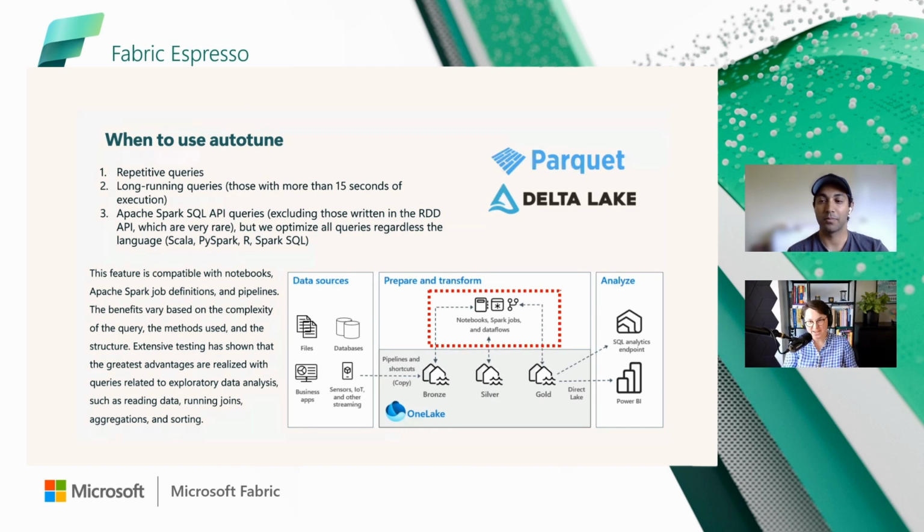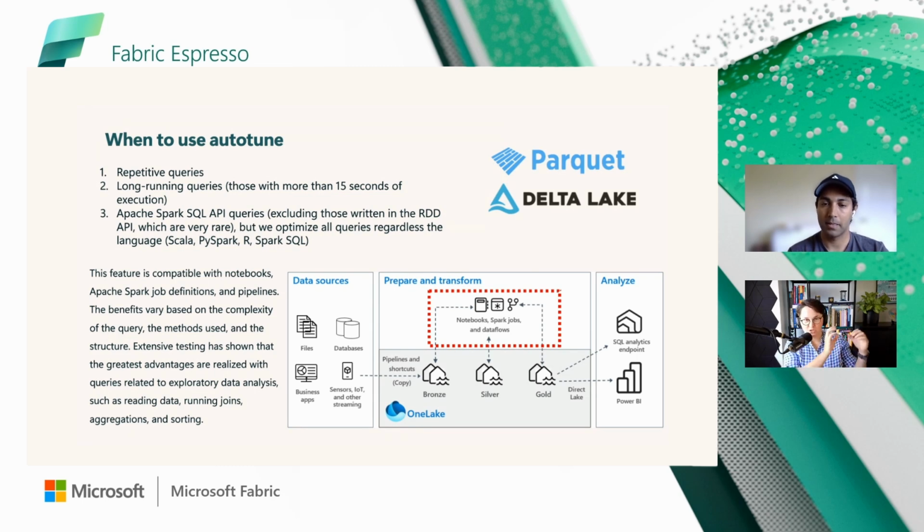There are some brave customers who are authoring the queries based on RDD API. First of all, it's super challenging and super rare to author the query in RDD API. That's why I'm mentioning that in 99.9% of cases, Autotune will work for your query. The only case it will not work is if the query has been written with the RDD API. And whenever you are using Parquet or Delta Lake data format, Autotune will work for your query.